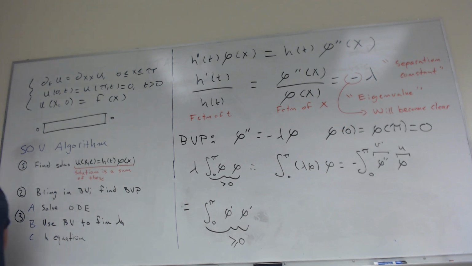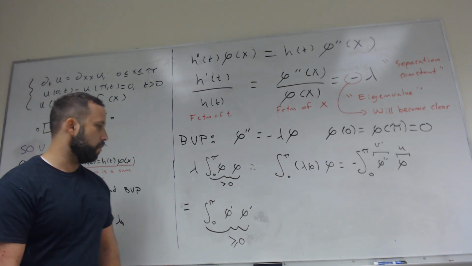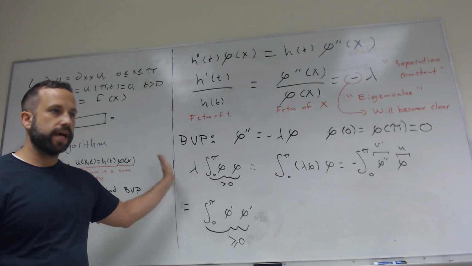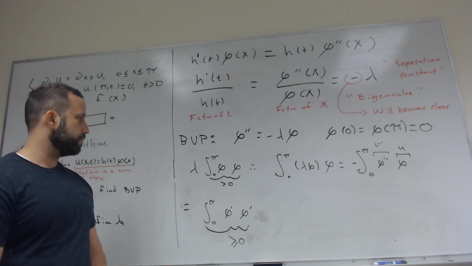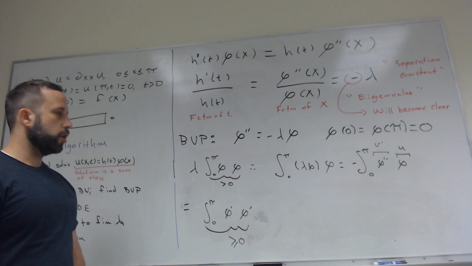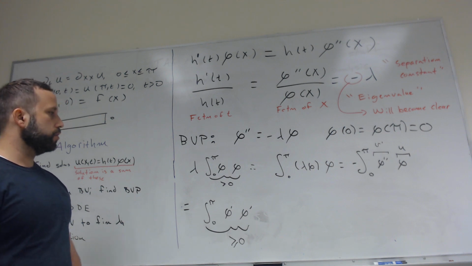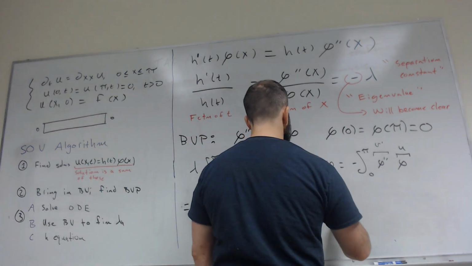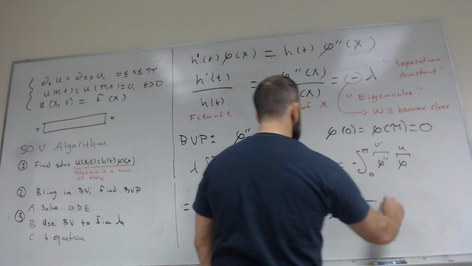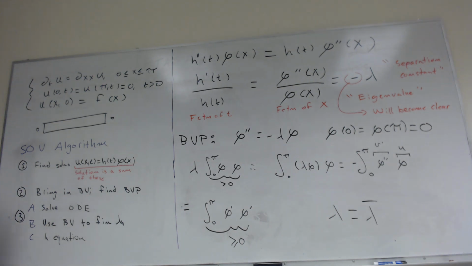Okay, now I'm going to do something, and it's going to make sense in just a moment. That shows that lambda is positive, if lambda is real. So now I want to show that lambda is a real number. I'm going to have to erase this, but I'm going to show lambda is a real number by showing that lambda is equal to lambda bar.